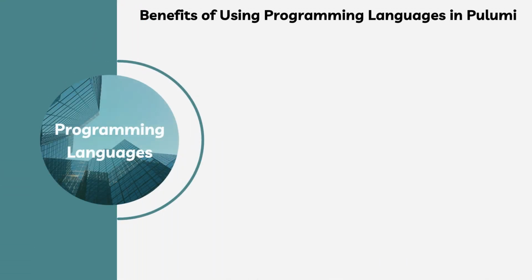One of the standout features of Pulumi is its use of general-purpose programming languages. Let's explore some of the benefits this approach offers. Rich language features. You can leverage all the features of your chosen programming language such as loops, conditions, functions, and classes to create more powerful and reusable infrastructure definitions.